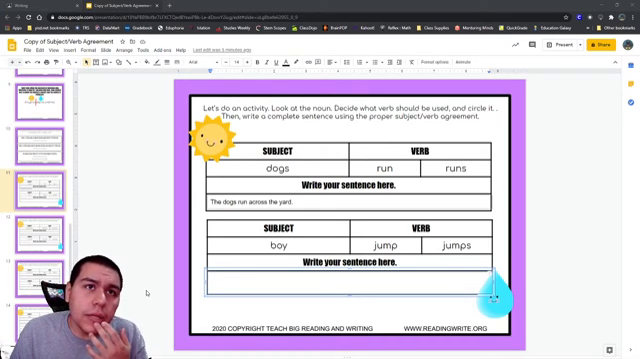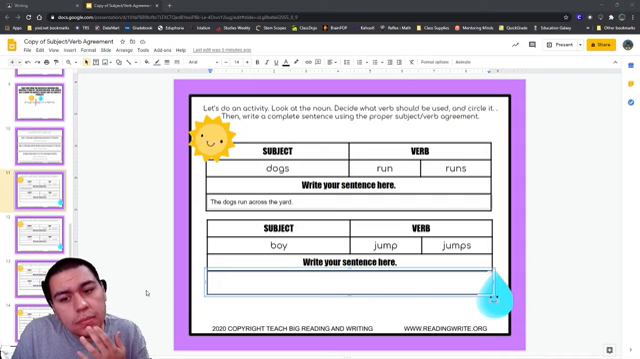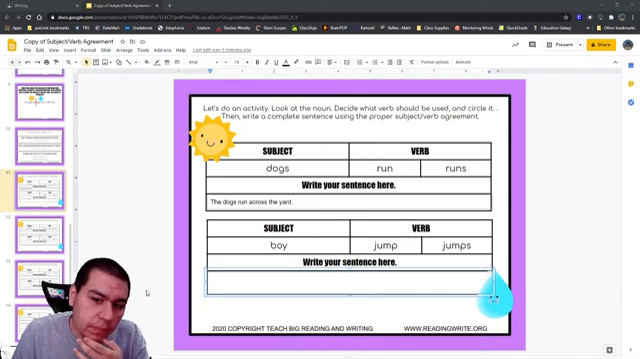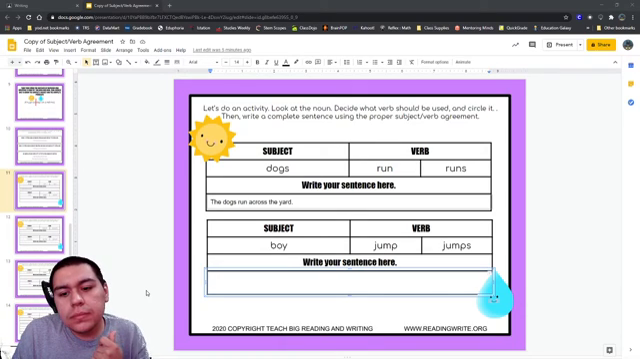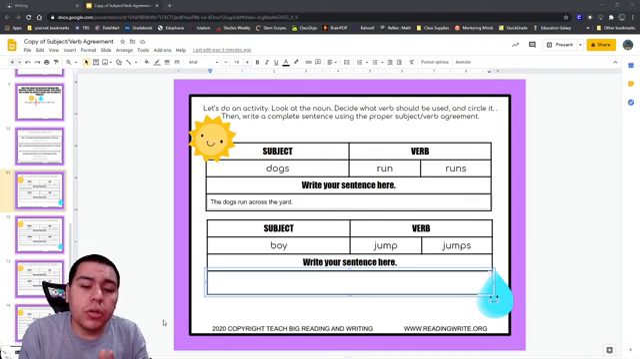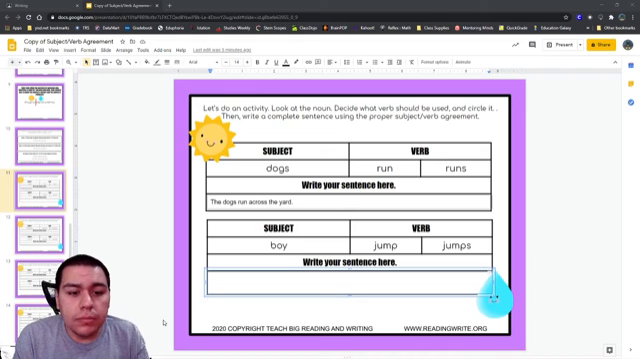Jumps. Okay, so the boy jumps, and then how could we finish that sentence? The boy jumps what? At the playground. Okay, that could be my sentence. The boy jumps at the playground. Is there another sentence besides that we came up with? How else could we end that sentence? The boy jumps what?